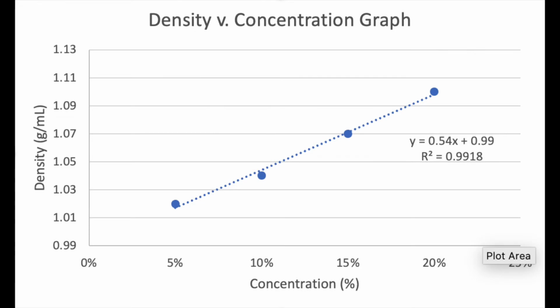We plugged each solution's concentration and density into a table, which gave us the graph pictured here. The data points we plotted onto this graph, and a linear line of best fit was made to show the relationship between each plotted point. The equation of this line is pictured to the right, as well as this r-squared value of 0.9918, which showcases how well the plotted line fits the regression and how reliable it is.